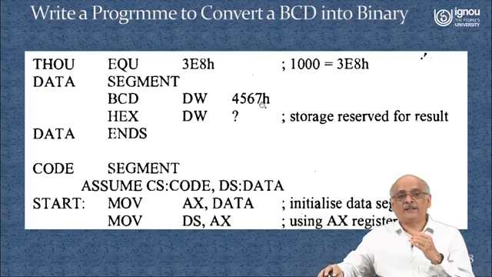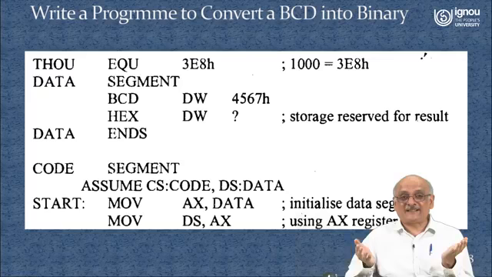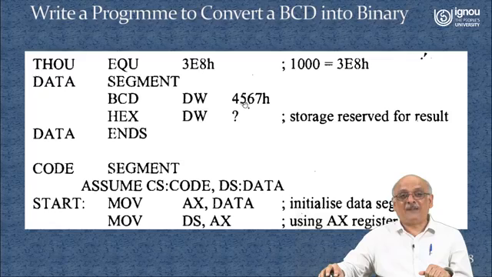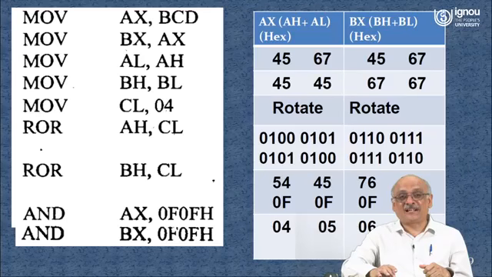To convert it into a binary value, a very interesting approach is used, because all operations are done in binary. I multiply 4 with the binary equivalent of 1000, I multiply 5 with the binary equivalent of 100, I multiply 6 with the binary equivalent of 10, and I multiply 7 with just 1, so I simply add 7 into it and I'll get my result. This is exactly what has been done in the program.